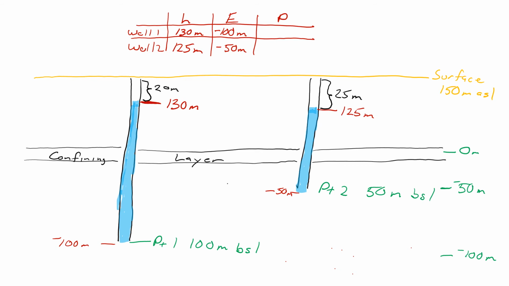The pressure head then is just the height of the water column in the piezometer. So, for well 1, what's the height of that water column? 230. You've got 130 meters above sea level, the extra 100 meters below sea level. So this is 230 meters. For well 2, we have 50 meters below sea level, plus 125 meters above sea level. Add those two together, and you should get 175 meters. Okay? Any questions on those?